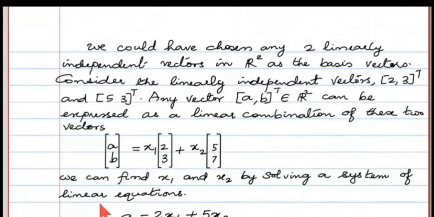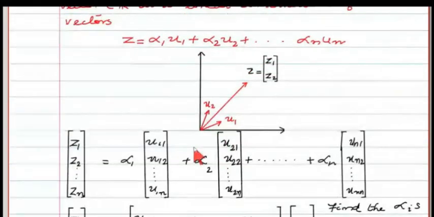So what is the general solution? We could have chosen any two linearly independent vectors in R2 as the basis vectors. Consider the linearly independent vectors (2, 3) and (5, 7). Then a vector (a, b) can be expressed as a linear combination of these two vectors. We can find x1 and x2 by solving a system of equations, and we will get a equal to 2x1 plus 5x2 and b equal to 3x1 plus 7x2. So using Gaussian elimination, we can solve this.